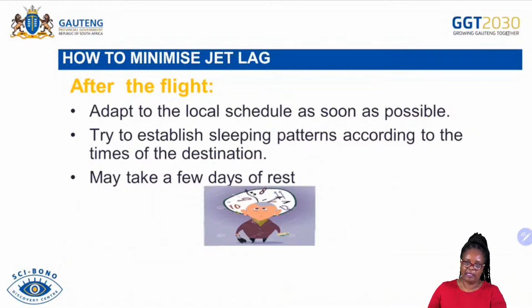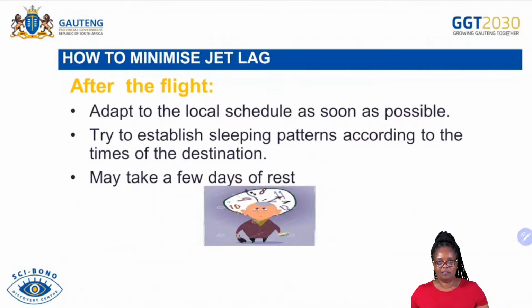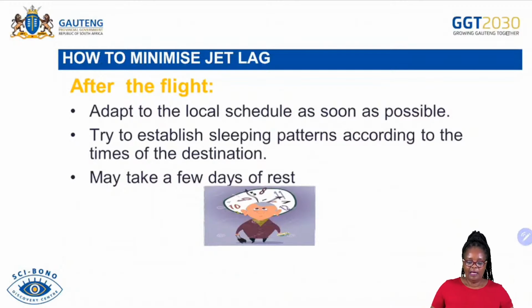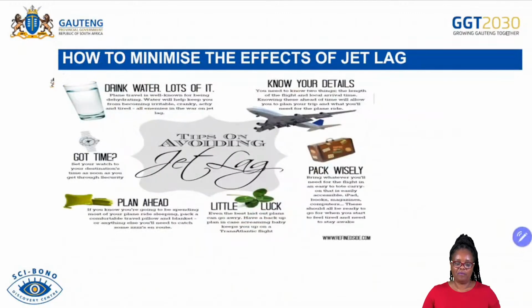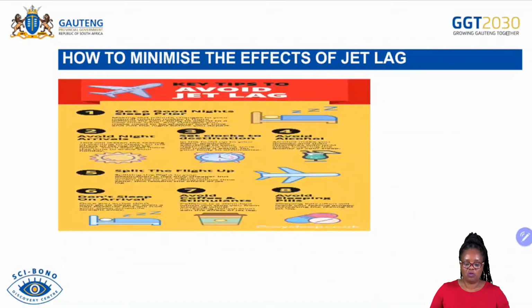You were used to sleeping at this time, but now the time difference between your place and where you are is 7 hours. When you're supposed to be waking up, according to them, you have to sleep. So you need to adjust to those times. And you'll have to take a few days of rest, if possible, so that your body can recover. All of this is what you need to do. The things that we've talked about, drink a lot of water, planning ahead. These are all the things that we talk about on how to minimize the effect of jet lag.